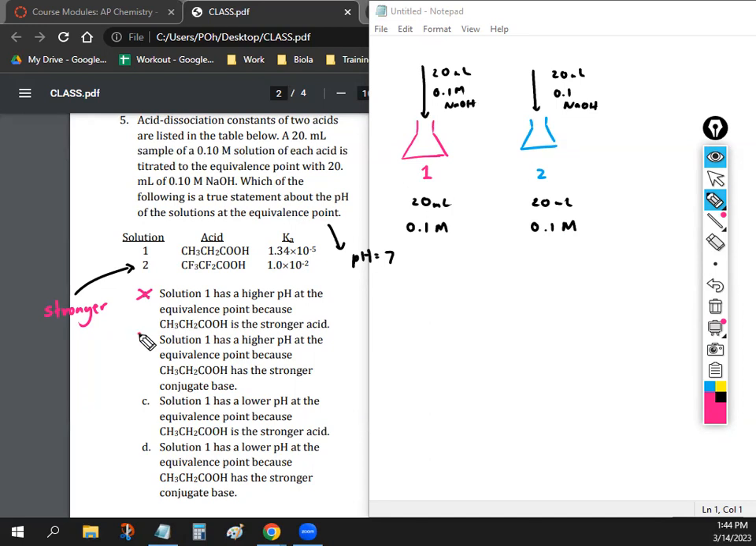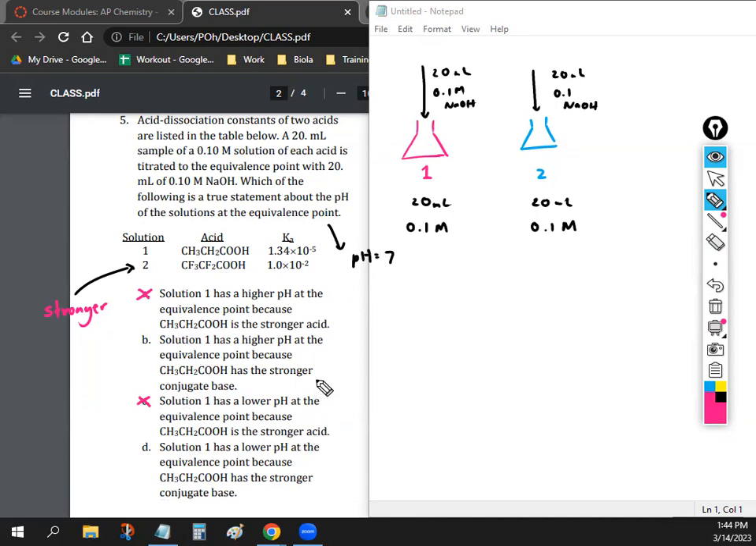Same thing. This one also does not work. Oh, wait, sorry, stronger base, conjugate base. My bad. Acid. This one doesn't work. Okay, sorry about that. So far, so good. A and C are out because they make factually incorrect statements. Solution A, this acid right here, is not a stronger acid.